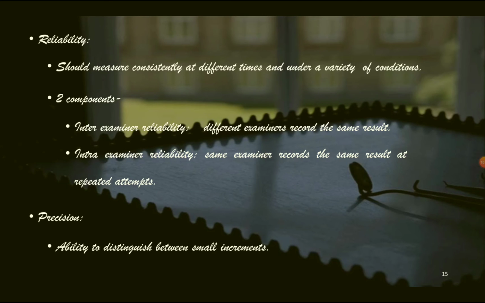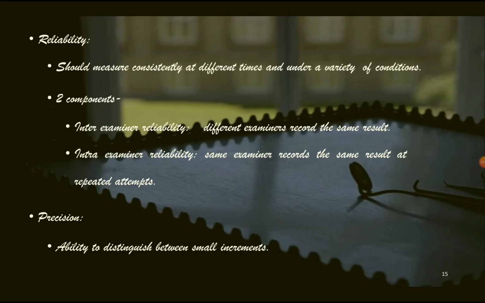Inter-examiner means two persons examining the same patient. Whenever the patient is examined by two different persons, the score should remain the same. That is called inter-examiner: different examiners record the same patient. Intra-examiner means one same person records the same patient at two different points of time. Suppose doctor A records a patient at 9 o'clock in the morning and records the same patient at 4 o'clock in the evening, the score should be the same. That is called intra-examiner reliability.